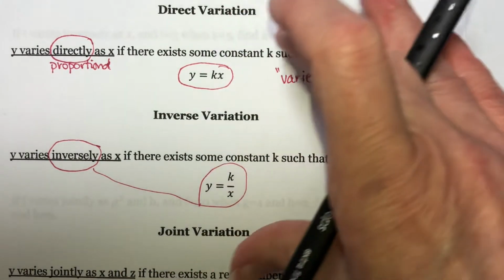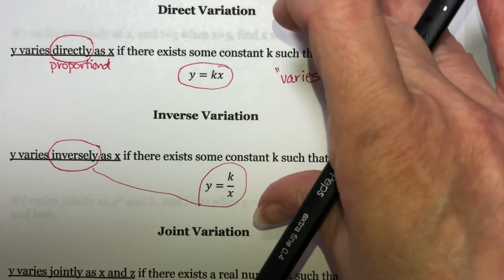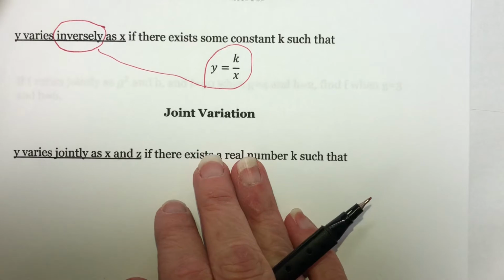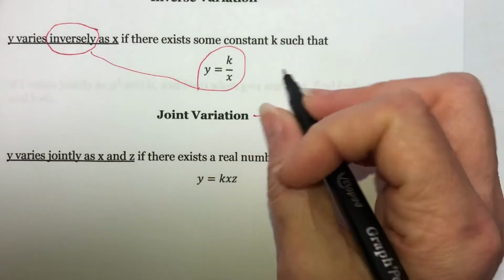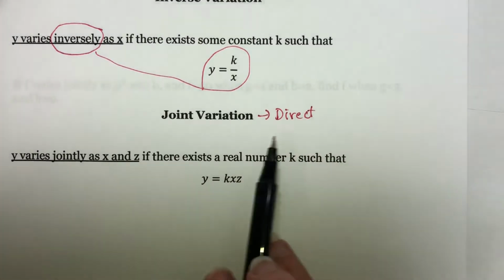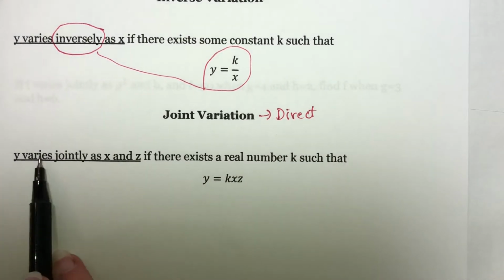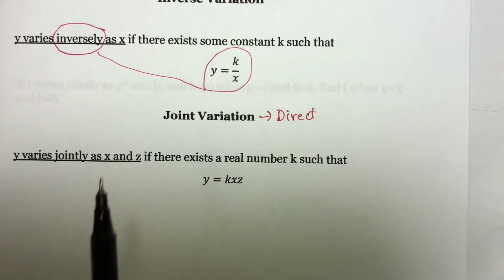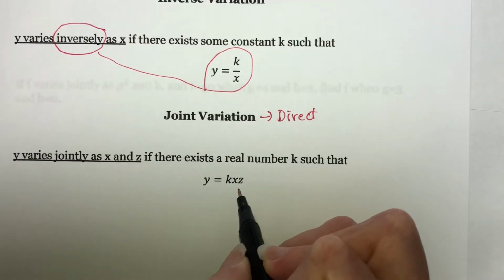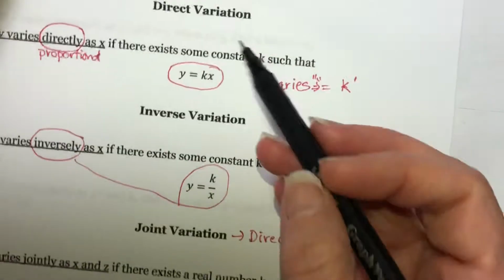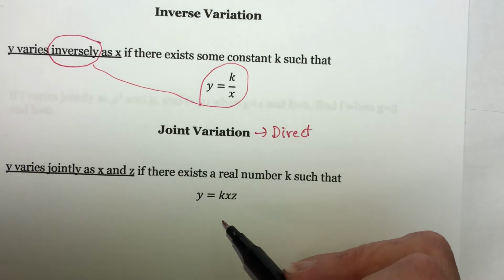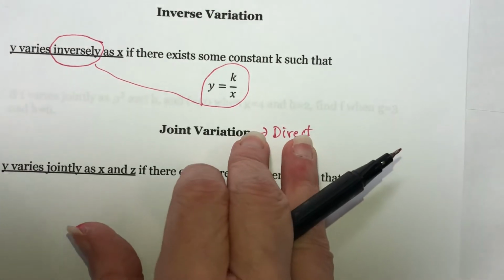Okay, these are our two main types of variation. We also have what we call joint variation. This is direct variation, but with more than one variable. So it says y varies jointly as x and z. So we have two variables here, but they go directly beside the k. So this is direct variation with a couple of extra variables. Okay? So let's look at some problems.